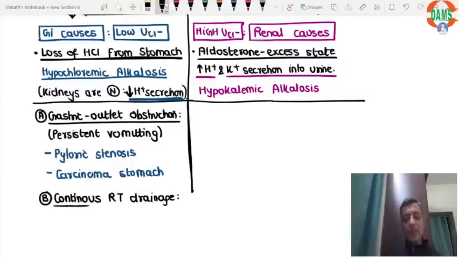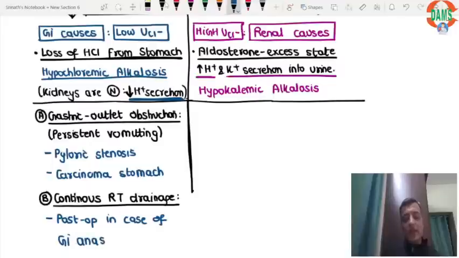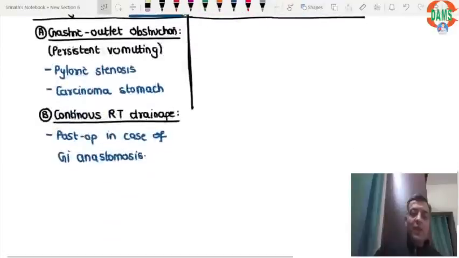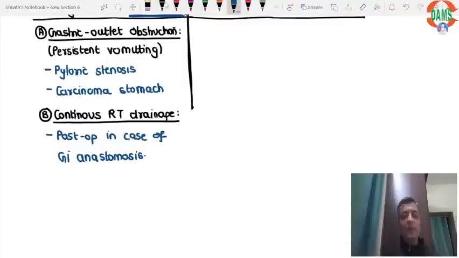Continuous Ryle's tube drainage is typically done post-operatively in a case of GI anastomotic surgery. In a case of GI anastomosis, to prevent leakage along the anastomosis line, post-operative Ryle's tube drainage is going to be continuous in this patient to prevent peristalsis and prevent leakage along the suture line.